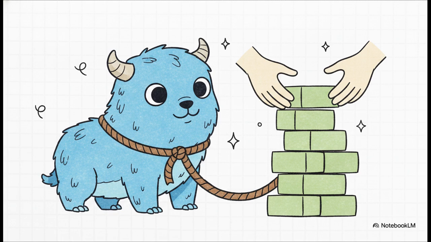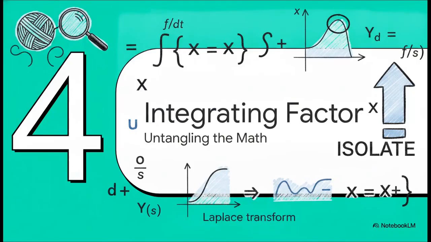Notice how those messy polynomials factor down into forms of s plus 1? We've successfully wrestled that second-order monster into a totally manageable first-order algebraic expression. That leads us nicely into section 4, the integrating factor.